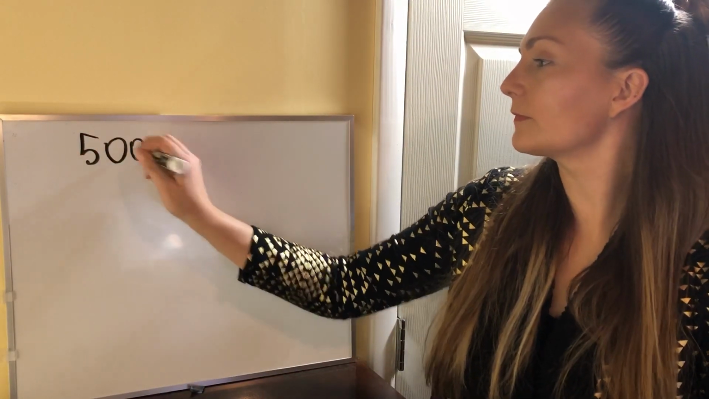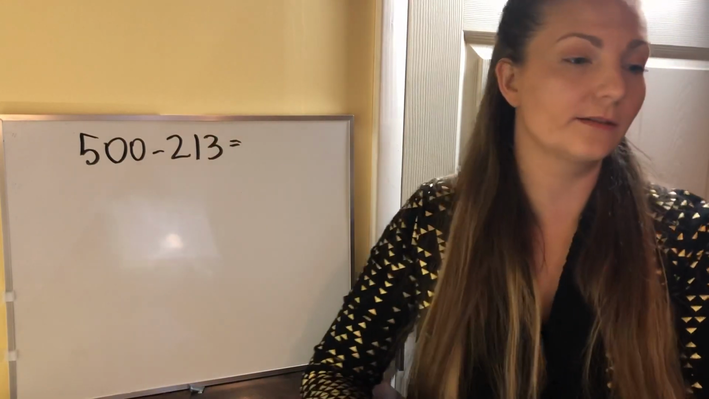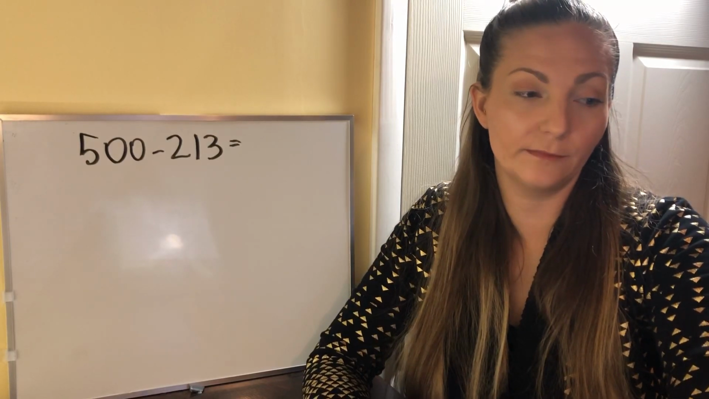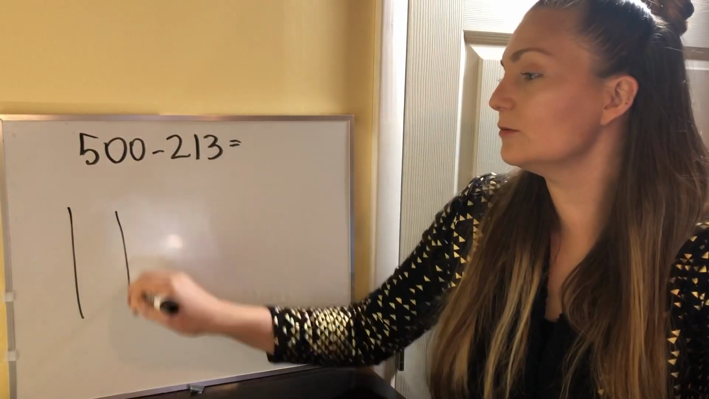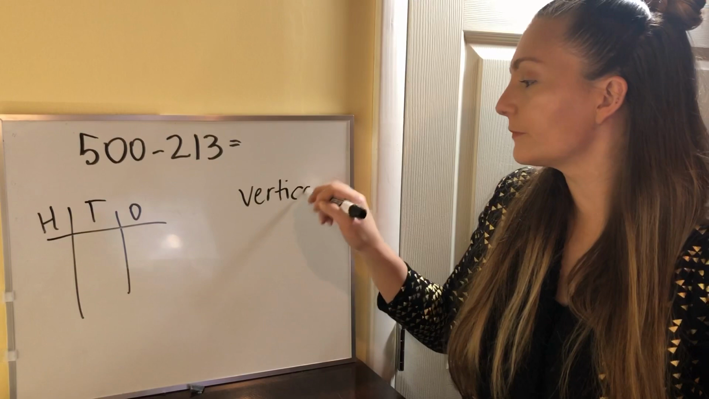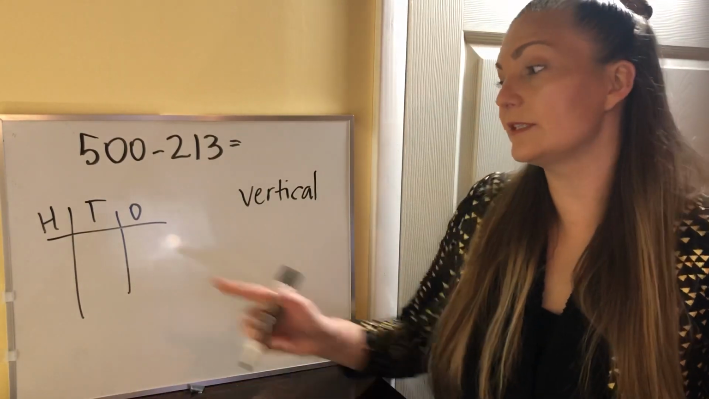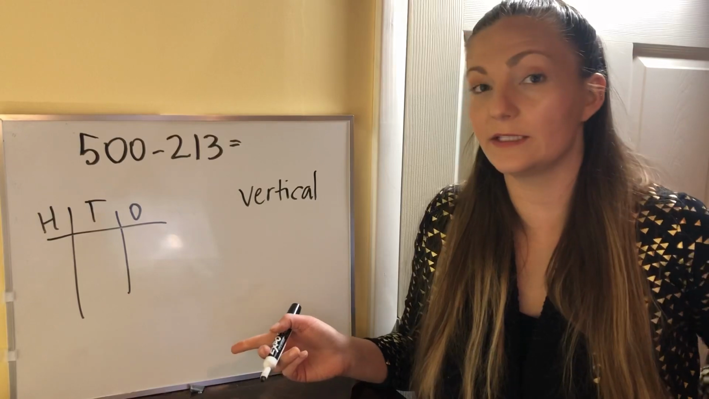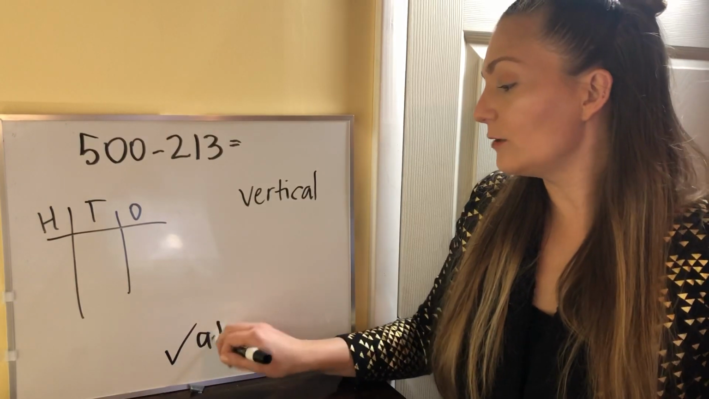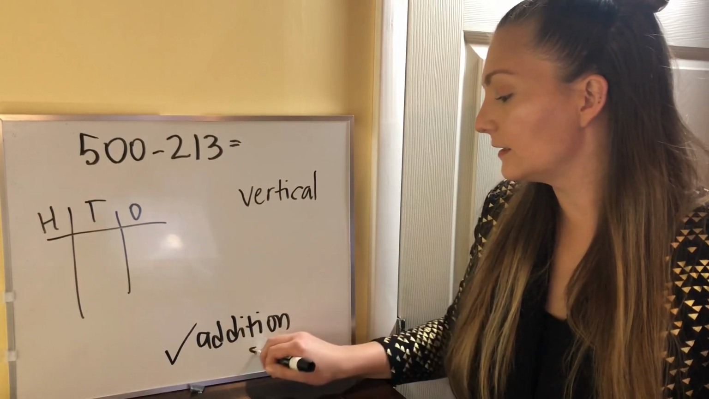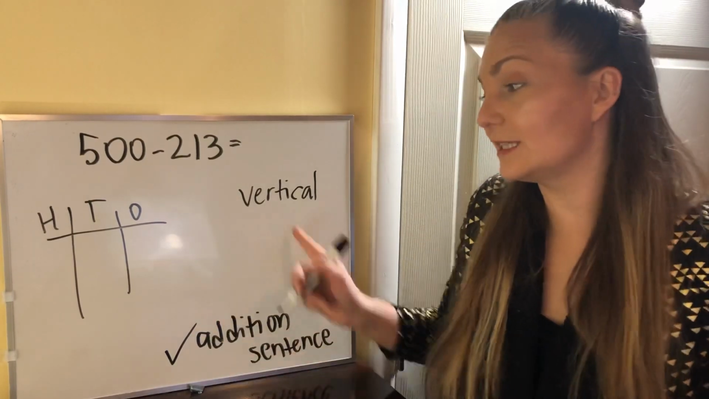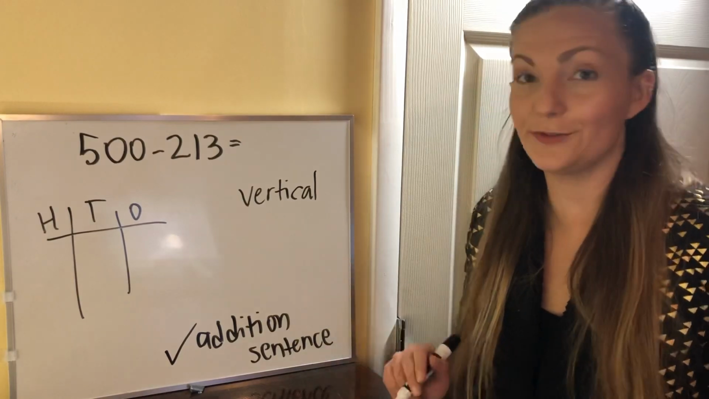All right, so we're going to solve this problem. 500 take away 213. I'd like you to solve this problem using the hundreds, tens, and ones chart and the vertical method. You can pause the video right here and spend some time solving both ways, seeing if you get the same answer. And then how did we check for our work yesterday? What did we check with? We check with an addition sentence. So go ahead and pause the video and come back in a couple minutes when you've tried this. See if you get the same answer and see if your check works too. Okay, so pause right here.